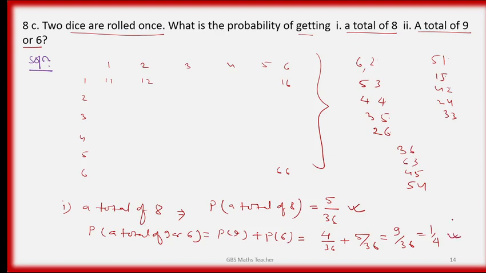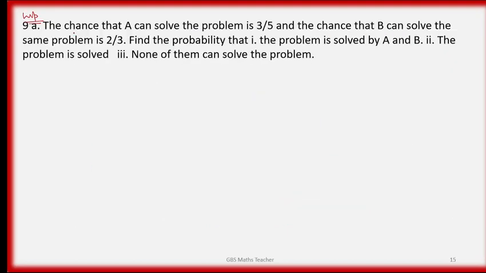Now we are on a very good question, dear students. The chance that A can solve the problem... यो important question हो. धेरै जसो एक्जाममा आउँछ और कन्सेप्चुअल पनि छ, तिम्रो इन्ट्रान्सहरुमा पनि आउन सक्छ. The chance that A can solve the problem is 3/5 and the chance that B can solve the same problem is 2/3. Find the probability that the problem is solved by A and B. Focus here. The problem is solved, and none of them can solve the problem. यो एकदम important question छ dear students. I will solve this systematically.